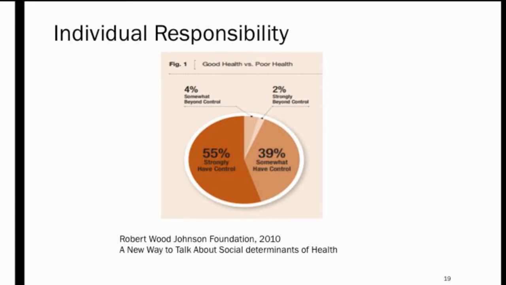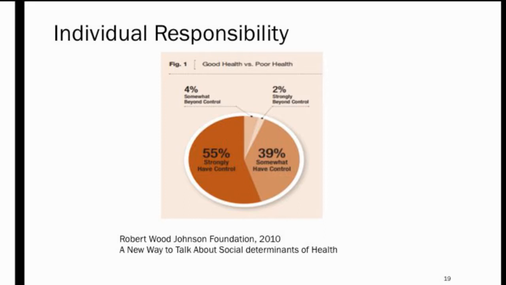So in terms of individual responsibility, this is some research from the Robert Wood Johnson Foundation, a survey asking people to what extent they felt like they had control over their health. And people feel very strongly, if I make the right choices, I can control what my health is. I can control the outcome. By extension, the psychological principle would be called the just world hypothesis. If I can control my health and get good health as a result of my own efforts, you can too. If you do the right thing, you're going to get the right result.